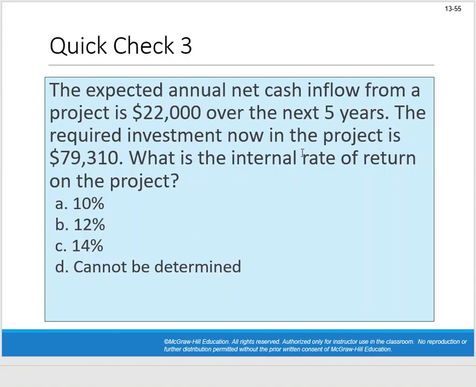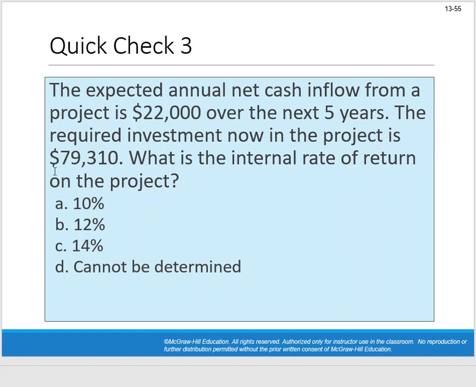All right, you try this one. You've got your pencil, calculator, your present value tables. So the expected annual net cash inflow from a project is $22,000 over the next 5 years. The required investment now in the project is $79,310. What is the IRR on the project?